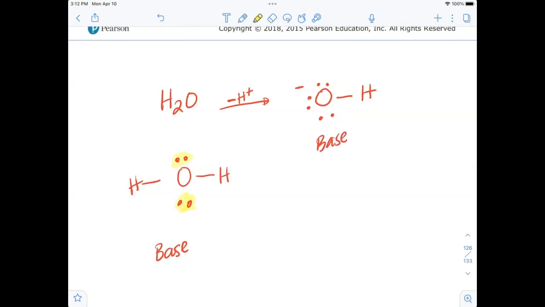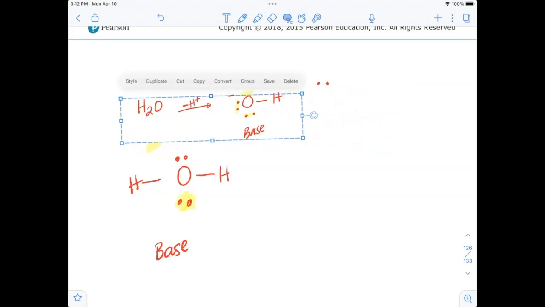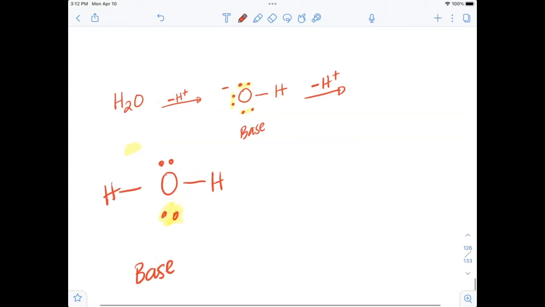Why? It has an extra pair of electrons. Okay, then from here, I'm like, this is good, but I think it can be better. Can it be better? Sure, I say. Can we make this hydroxide any more basic? Sure. Let's remove the last hydrogen. Can we do that? Yes, we can. Remove the last hydrogen, and now we have four sets of lone pairs.